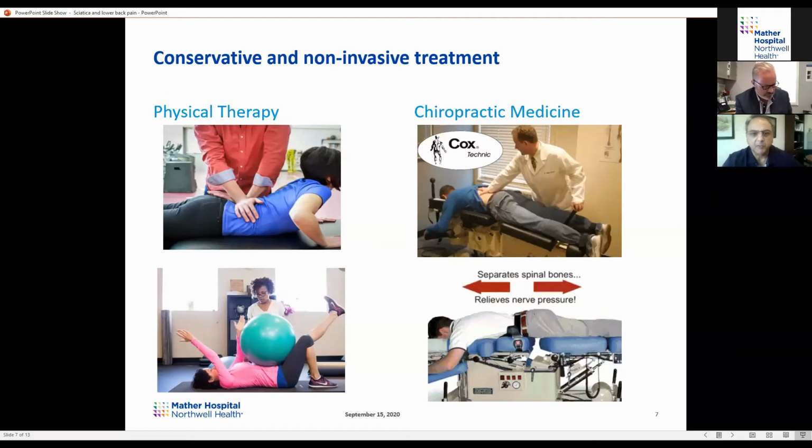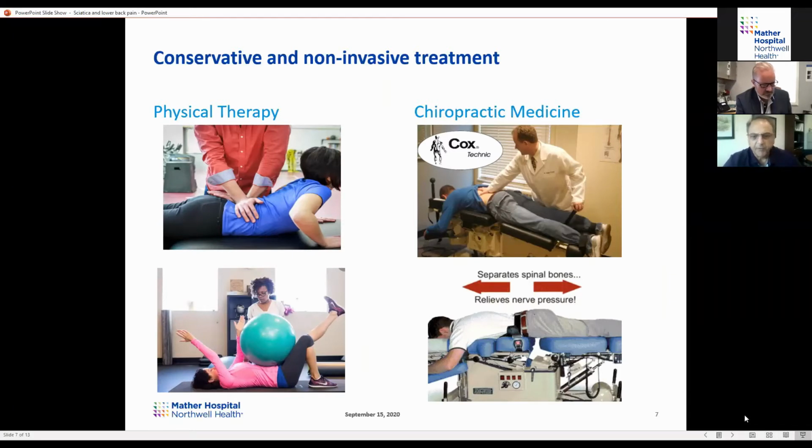respond to conservative care. So when we say conservative care, we generally offer patients the evidence-based treatments that literature has shown in studies to be very effective, and they include both physical therapy and chiropractic medicine procedures. Let's talk a little bit about physical therapy.